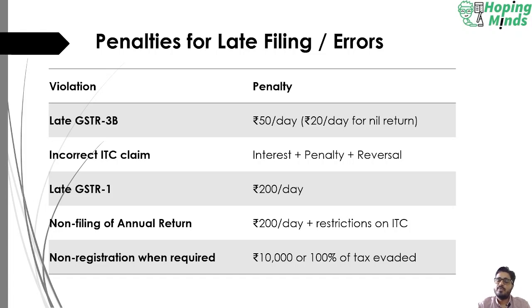What is this restriction on input tax credit? It means if a taxpayer missed to avail the credit in a particular month, he can still claim such input tax credit in the subsequent month. But he can claim it only up to the month in which annual returns are due, that is up to 31st December. Once the due date of annual return lapses, he won't be able to claim those missed credits. Non-registration when required attracts rupees 10,000 or 100% of the tax evaded.